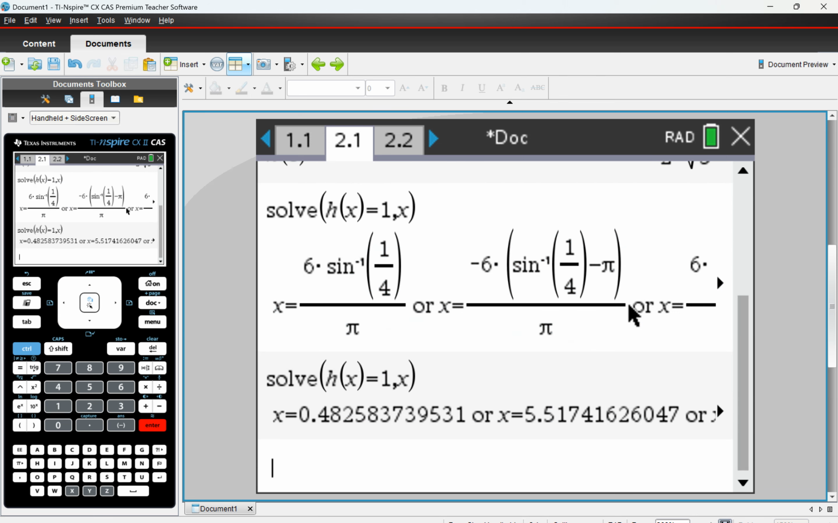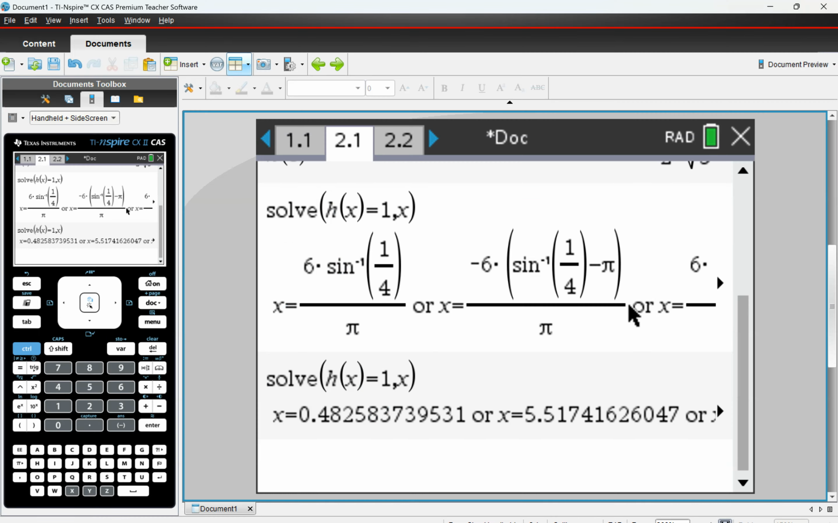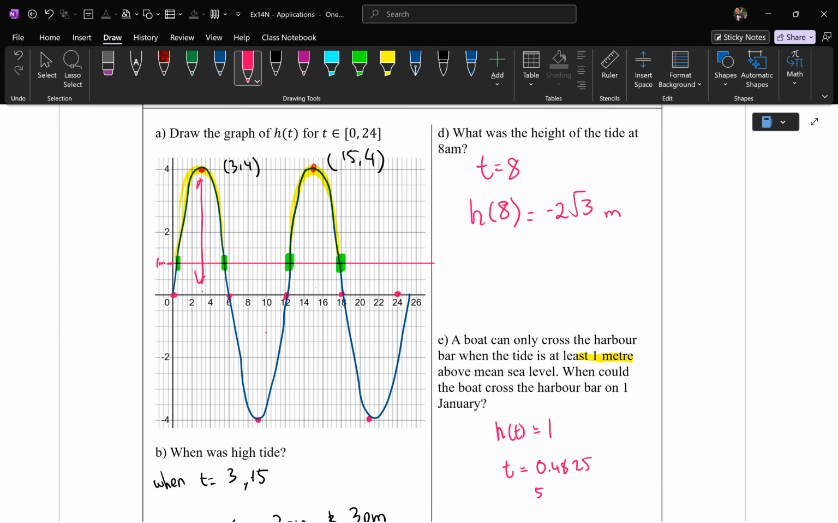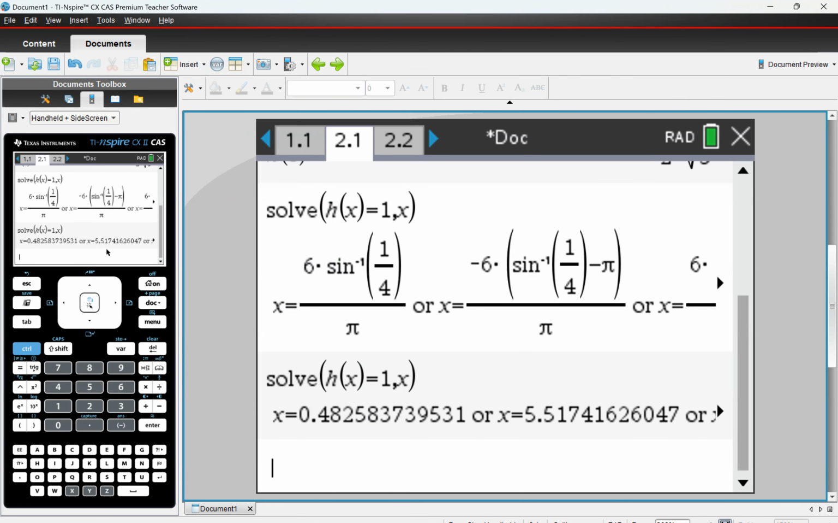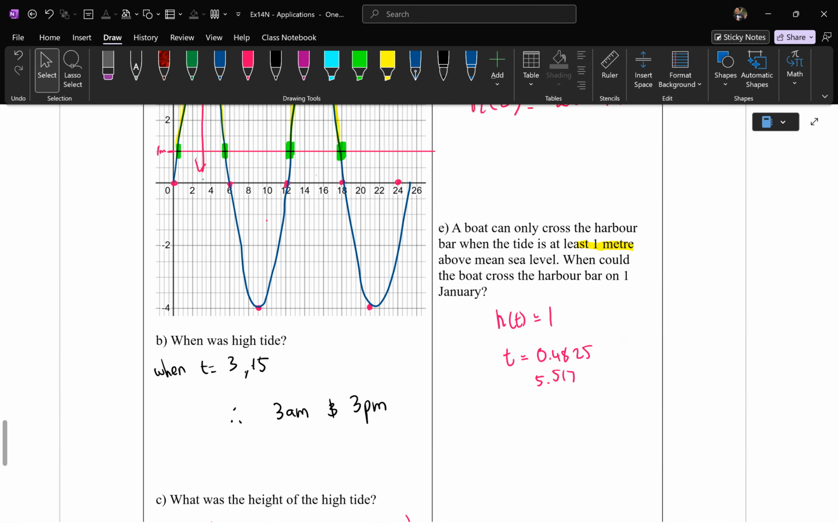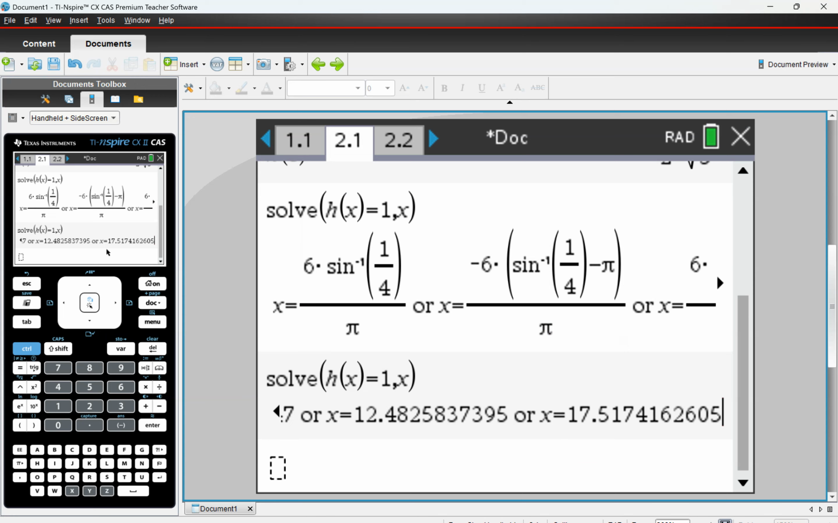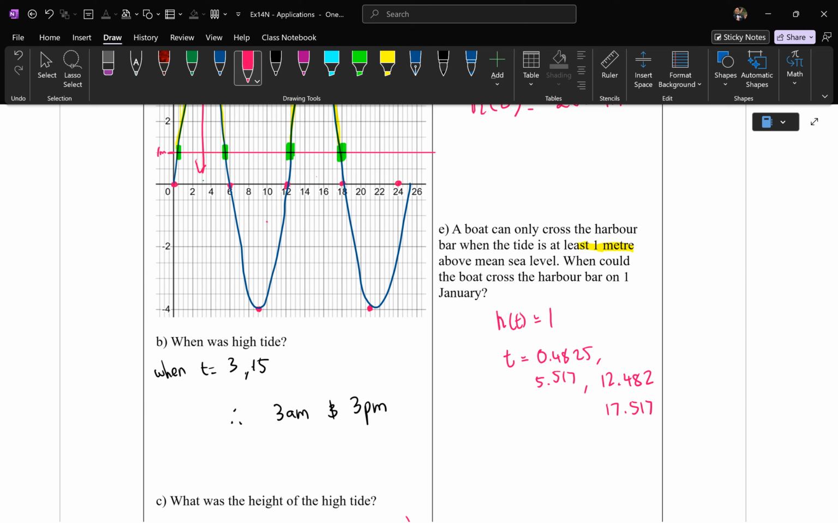You've got 0.4825. You've got 5.517. And what else do you have? 12.48, and 17.517. Can I get a show of hands who got the same numbers?